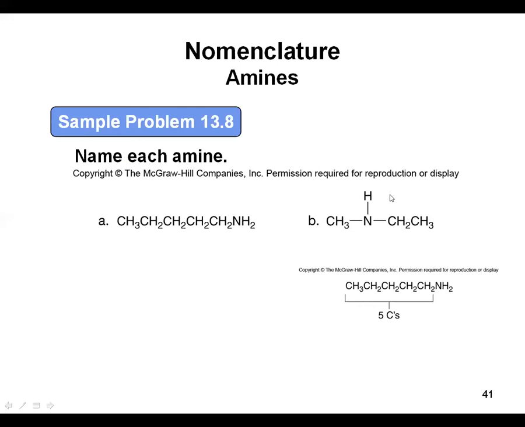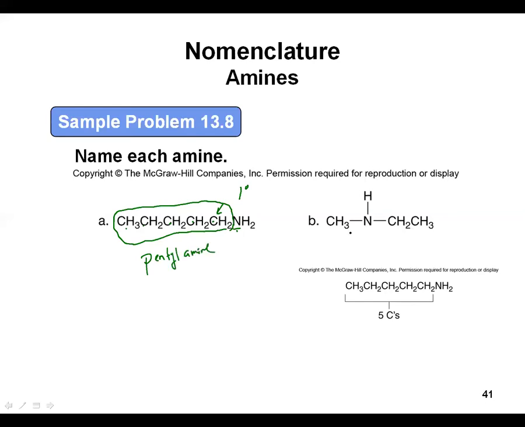Again, if we look at some of these here, this is our nitrogen attached to 1 carbon, and this would be a primary amine, even though it's long. And if we count this up here, we got 1, 2, 3, 4, 5. So that will be something like pentylamine.